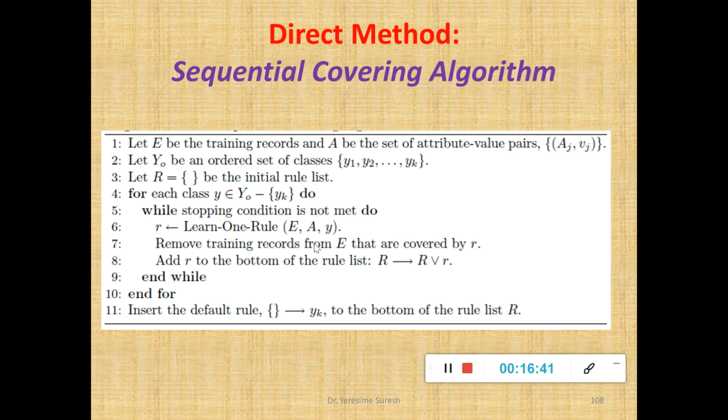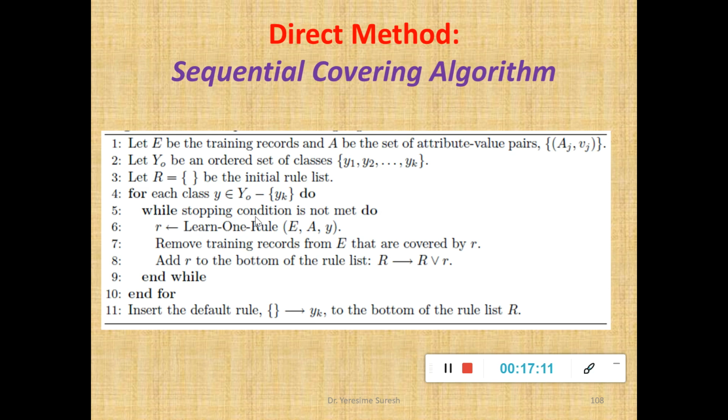So one record has already triggered some positive instances, so remove those records, and then add the rule to the bottom of the rule list. I have started with empty, add it to the bottom, so that if the next rules come up, they will be placed based on the rule accuracy or coverage. And I'll complete this. How long will I repeat this learn one rule? Unless and until there are no positive instances or negative instances left to cover. That is your stopping condition.